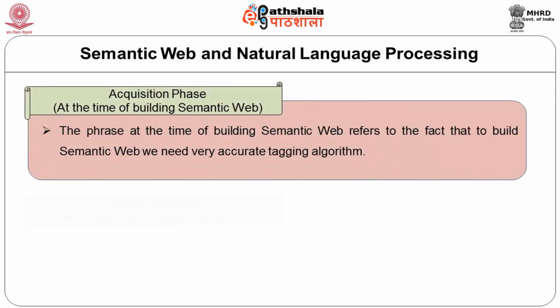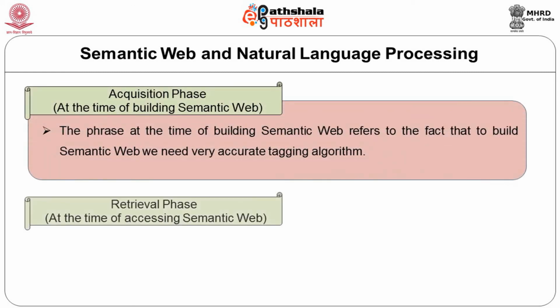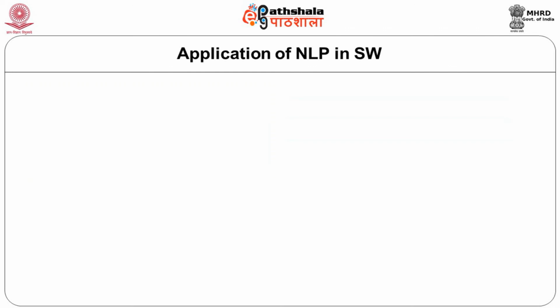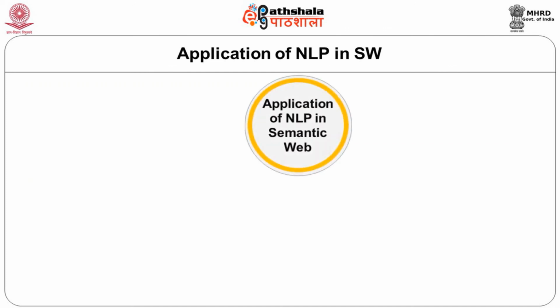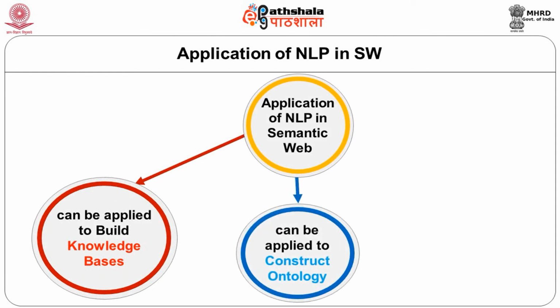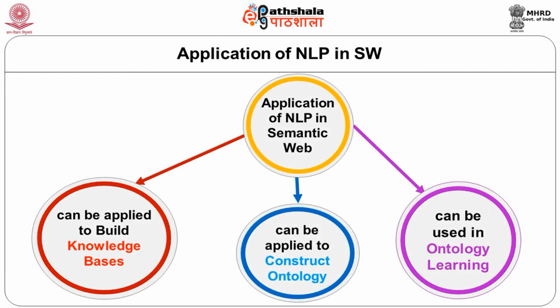Here we talk about the relationship between semantic web and natural language processing, and how NLP can help the semantic web. NLP can help the semantic web in two phases: the acquisition phase and the retrieval phase. By acquisition phase we mean at the time of building the semantic web, and by retrieval phase we mean at the time of accessing it. Applications of NLP in the semantic web include building knowledge bases, constructing ontologies, and ontology learning.